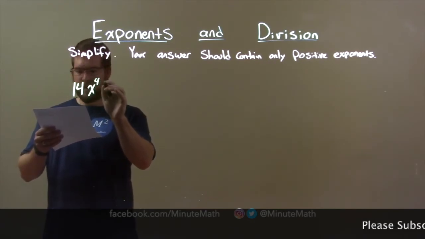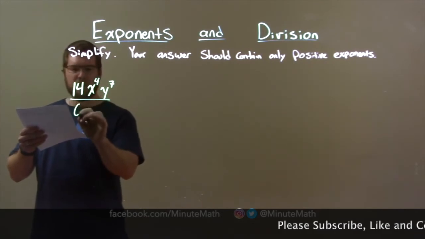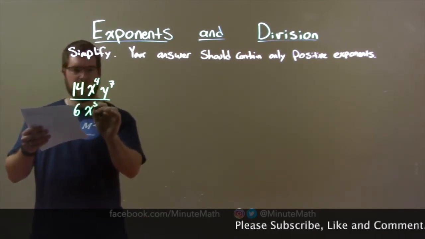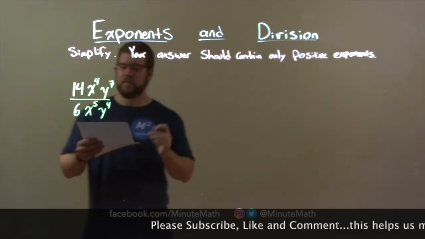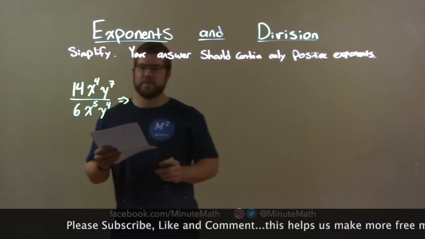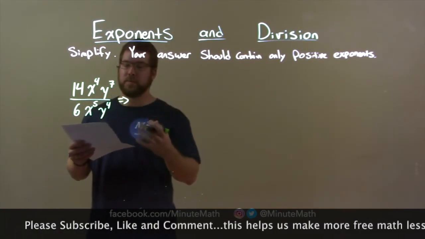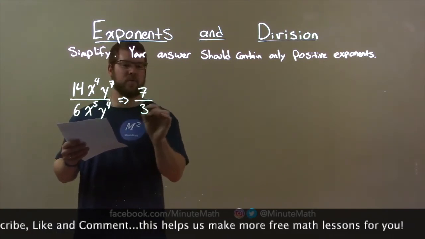14x to the fourth power, y to the 7th power, over 6x to the 5th power, y to the 4th power. All right. Let's look at the coefficients. Well, we have 14 divided by 6. Both are divisible by 2. 14 divided by 2 is 7, and 6 divided by 2 is 3.